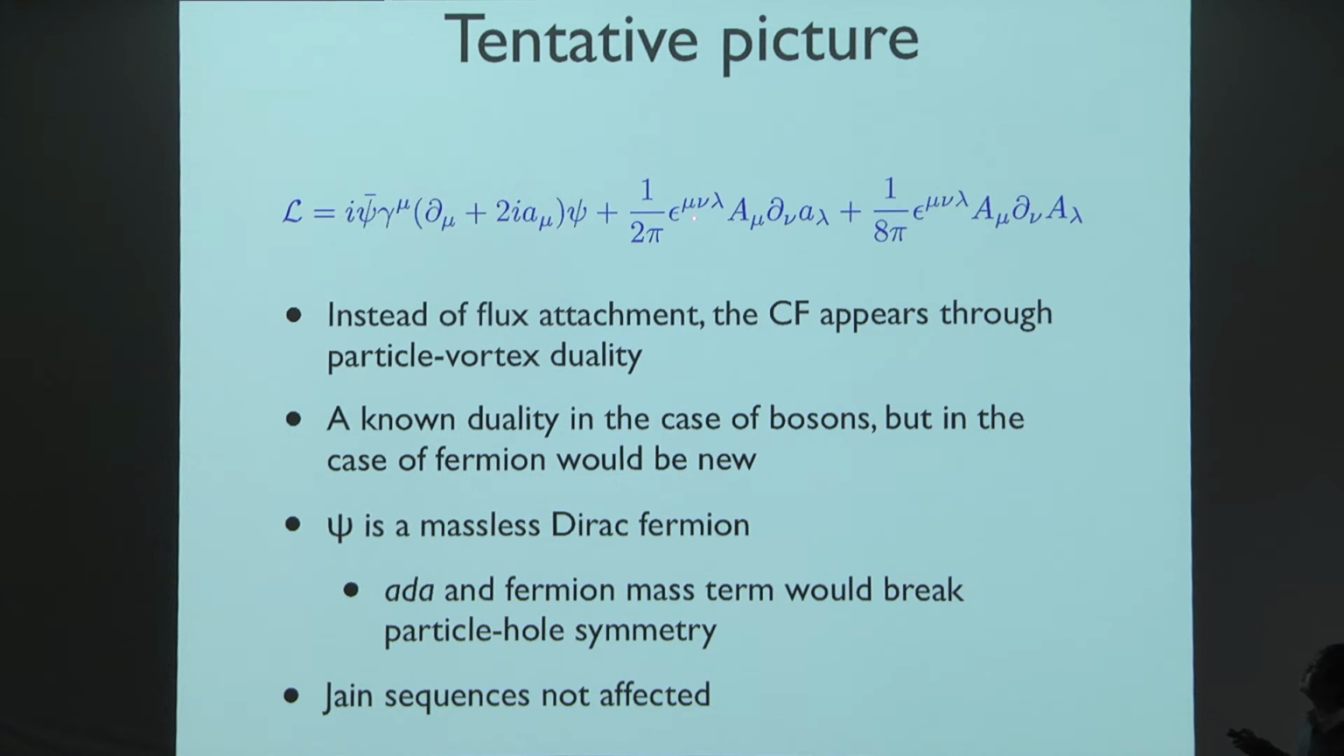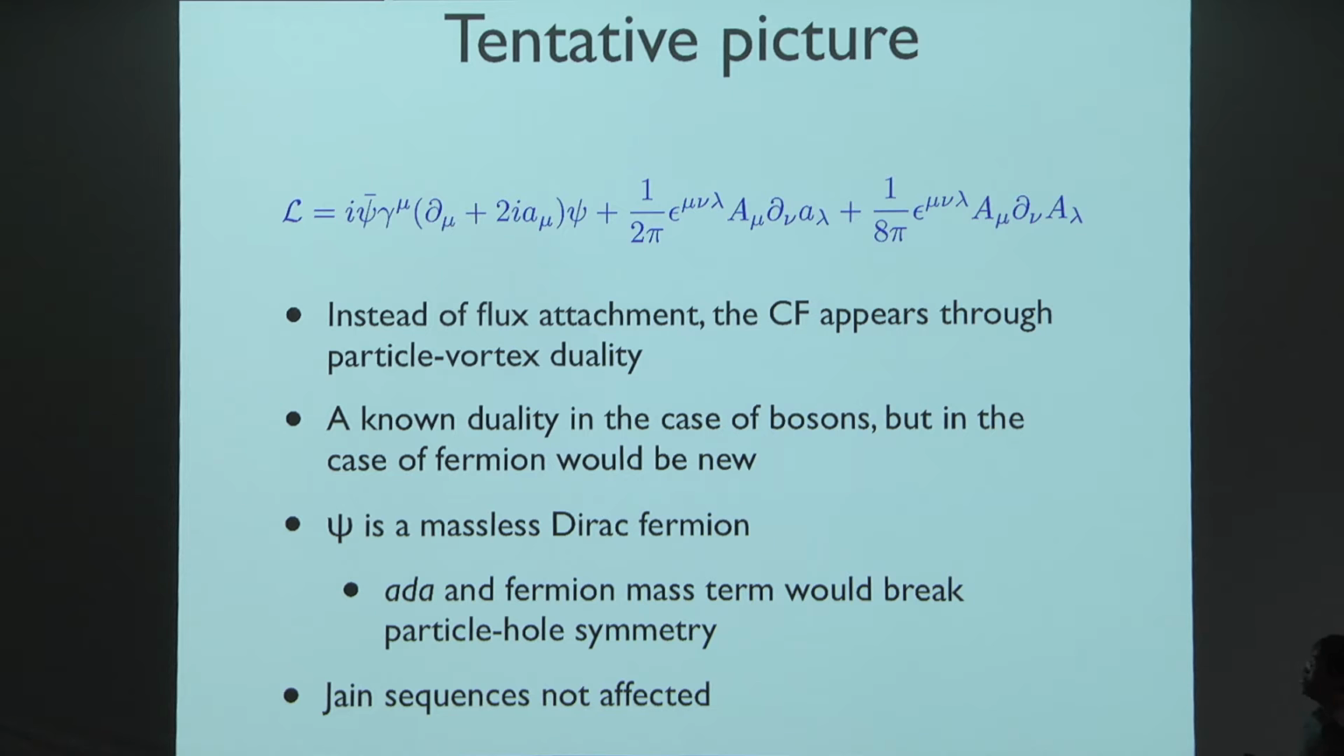The central idea that I want to tell you is that the composite fermion should not appear from the procedure of flux attachment, as we understand it, but should appear through some particle vortex duality. It is a known duality in the case of bosons, and in the case of fermions it would be new. Psi has to be a massless Dirac fermion, because a mass term for such a fermion would break all the discrete symmetry. So we have to define this theory in such a way that we have a discrete symmetry, and I think one can define it.